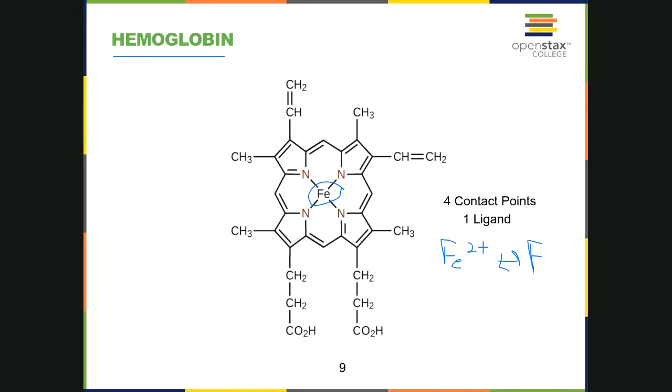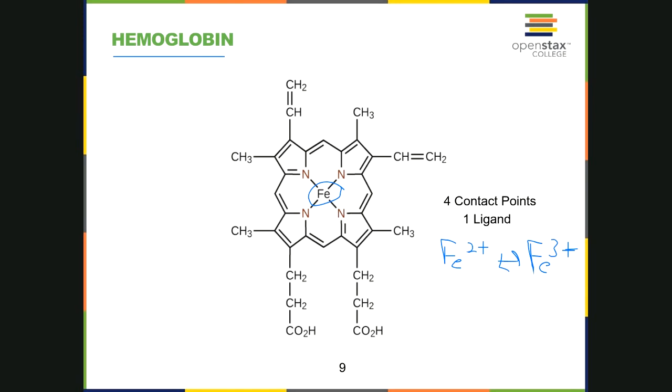And that is how this goes about carrying oxygen to cells and carrying carbon dioxide away from cells, because it has that iron atom in there that can change its oxidation state, and that allows it to pick up oxygen atoms and carbon dioxide.